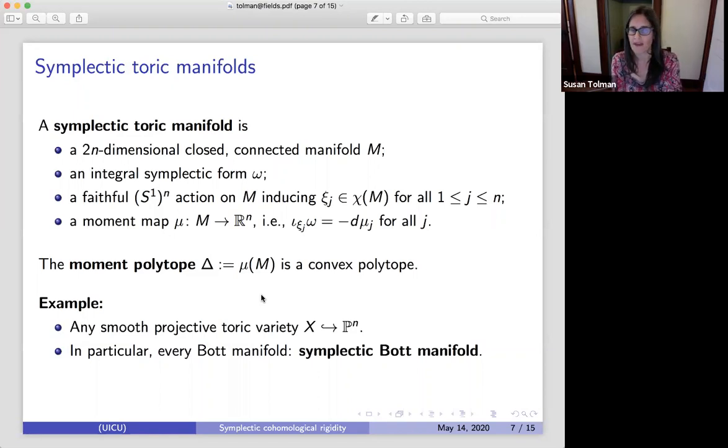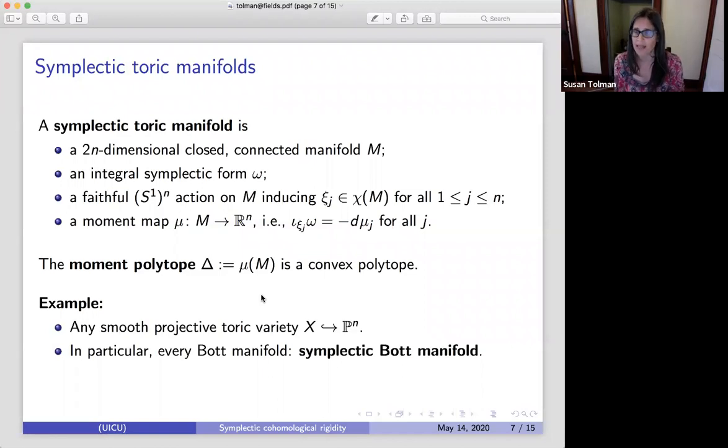But the important fact is, by Atiyah, Guillemin, and Sternberg, the moment polytope delta, which is just the image of M under the moment map, is a convex polytope. It's actually a convex rational polytope, but we won't need that. So what are some examples? Really, the most important example from our point of view is any smooth projective toric variety.